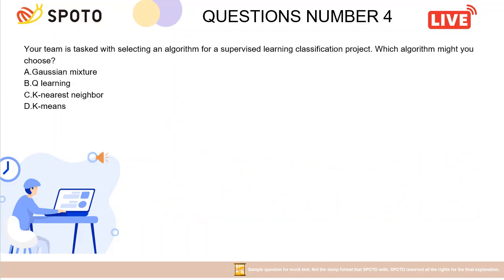Question 4. Your team is tasked with selecting an algorithm for a supervised learning classification project. Which algorithm might you choose? A. Gaussian mixture. B. Q-learning. C. K-nearest neighbor. D. K-means. You have 15 seconds to answer.